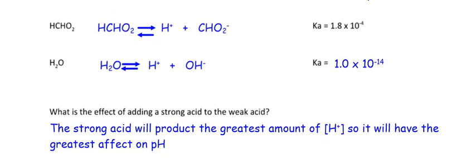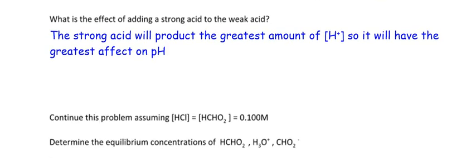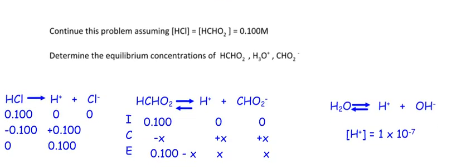So what's the effect of adding a strong acid to the weak acid? The strong acid will produce the greatest amount of the hydrogen ion concentration, so it'll have the greatest effect on pH. Well, let's continue this problem, assuming that everything is 0.1 molar, to determine the equilibrium concentrations of all these things. So I put in all 3 things.